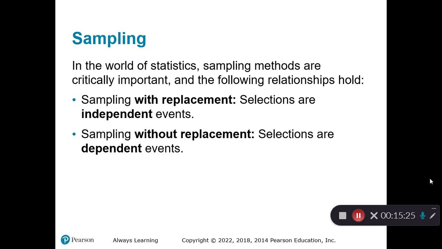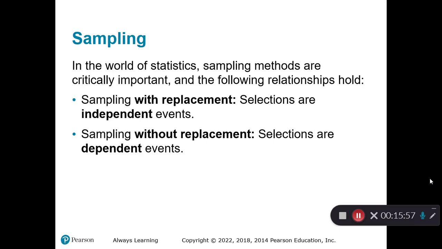Sampling happens all the time in statistics. That's actually the backbone of statistics, to examine a sample from a population that we have some interest in, examining it closely, looking at what we see in the sample, and then making those observations relate back to the larger population that we have an interest in. In the world of statistics, sampling methods are critically important, and the following relationships hold.